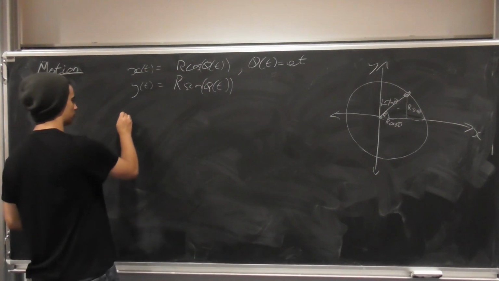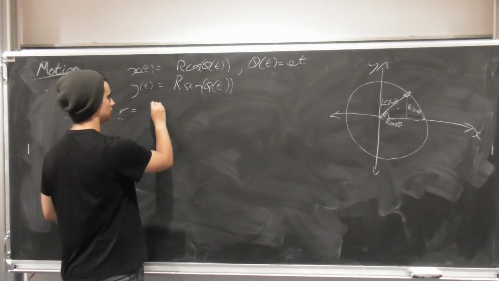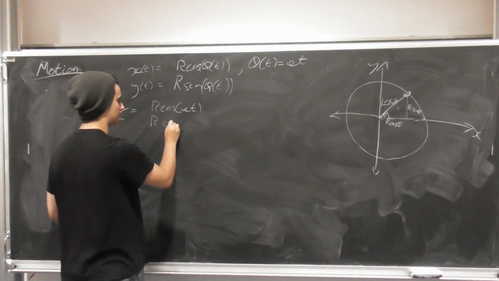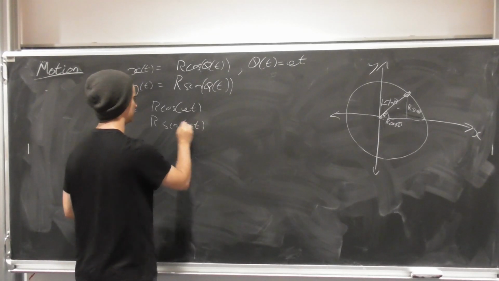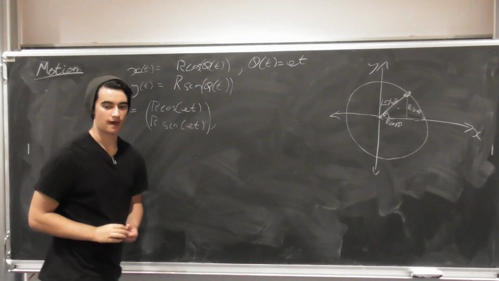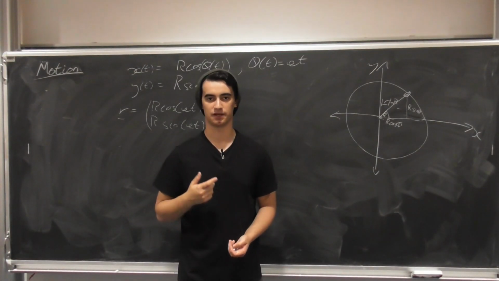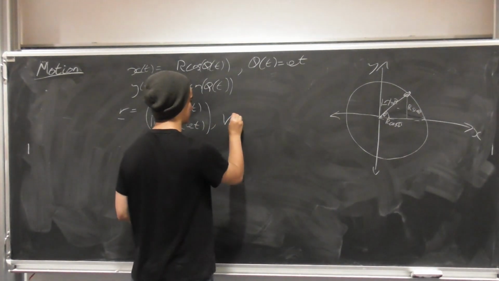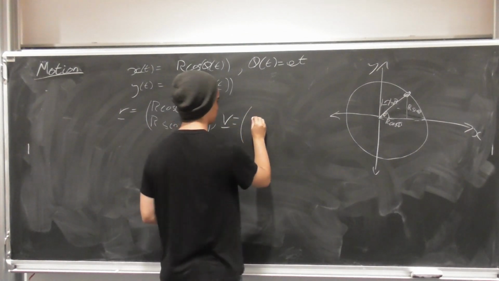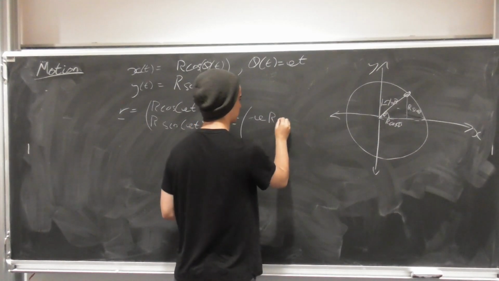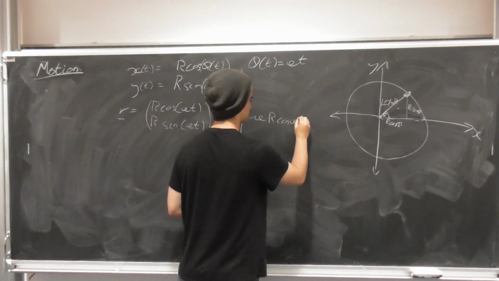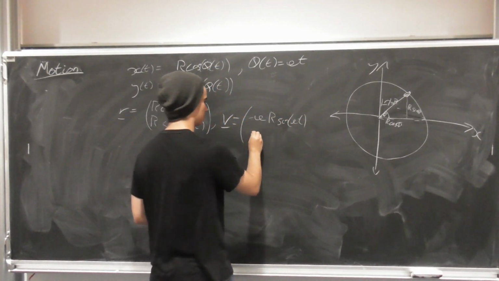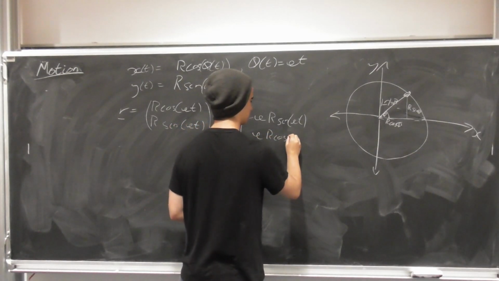That means we can write our r vector as r cos omega t and r sine omega t. Then, doing what we've been doing for the past few examples, we take the time derivative of the r vector, and that's how we get our velocity. We get minus omega r sine omega t, and omega r cos omega t.